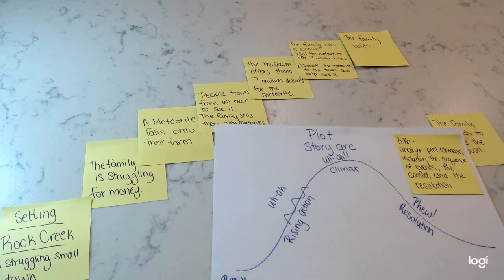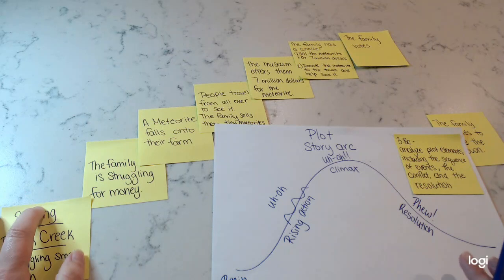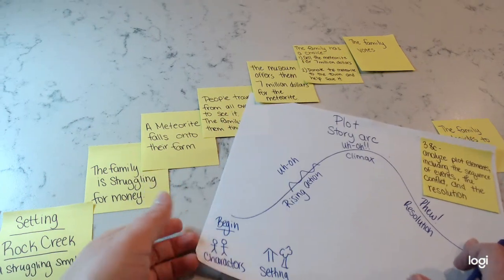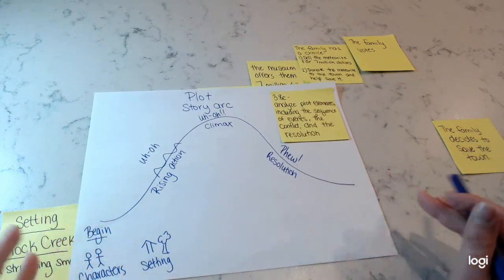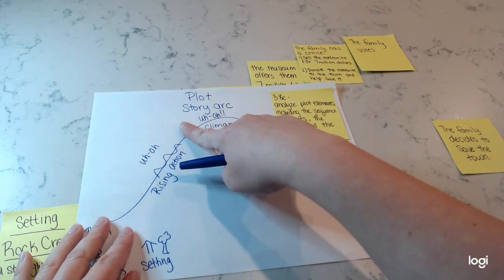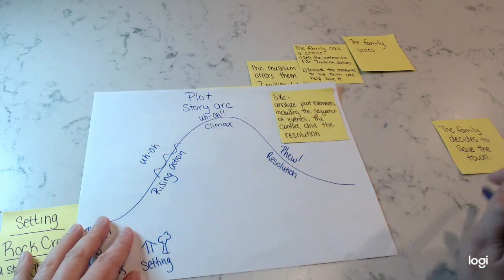So what I want you to do today is think about a story that you have read. Something that you're reading either independently, something you've read on Epic, or maybe a story that your parents have read to you. And I want you to try to sequence the events in a story. You can use sticky notes like I have, or you can draw a plot map like this. And you can label the parts of the plot as it moves forward.